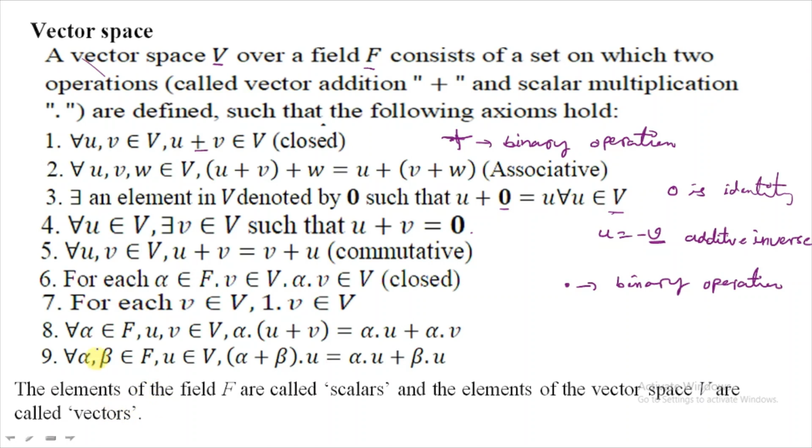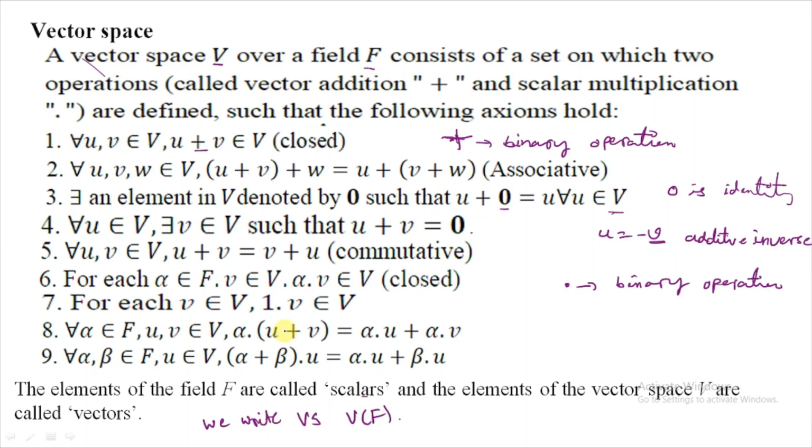The elements of the field F are called scalars. These elements, alpha and beta, we denote as scalars, and F is the field. The elements of the vector space V are called vectors. Whatever we have taken, u, v, w, these are vectors in V. Elements in a vector space are vectors. Generally, we write vector space V over F.